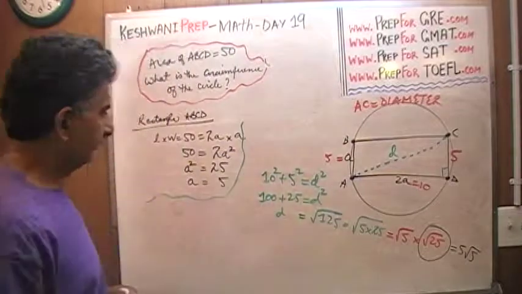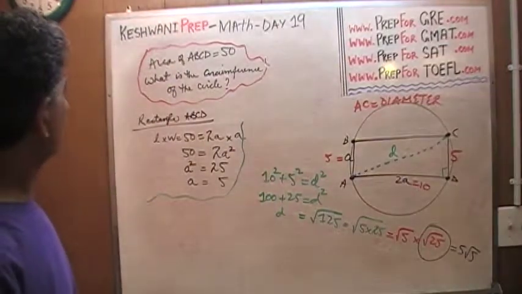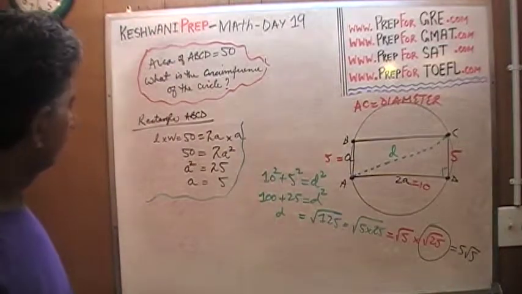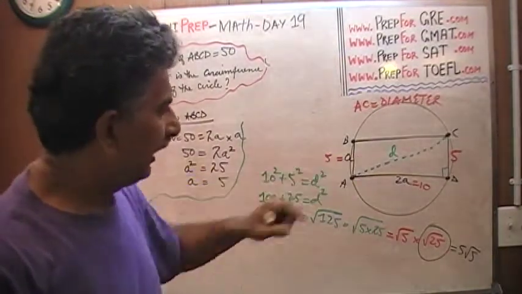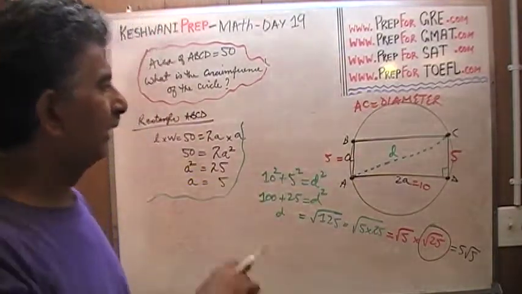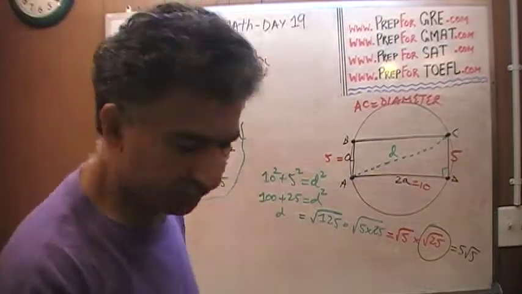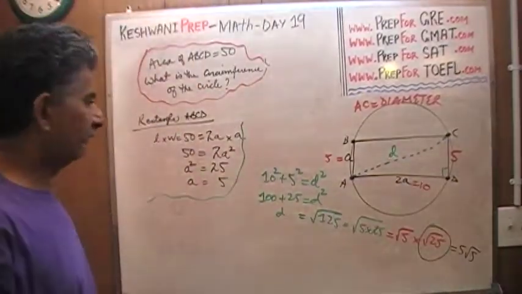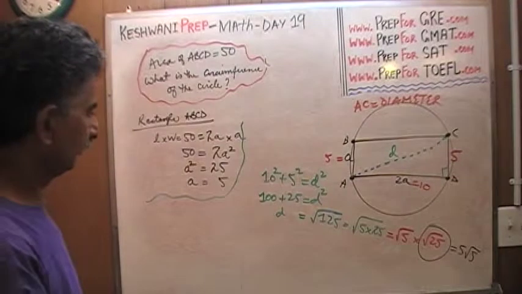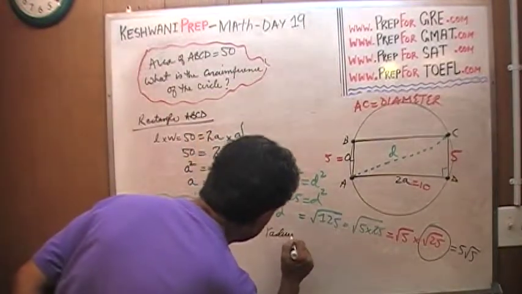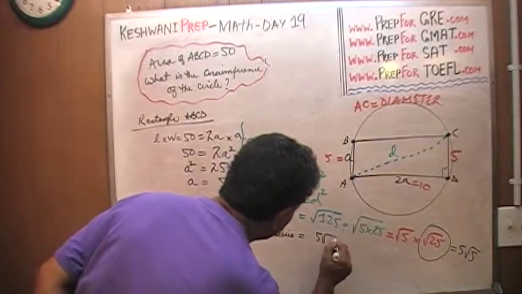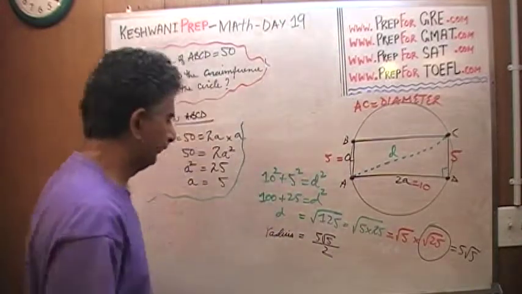5 times root 5. Oh no, what we found here is the diameter. We have to take half of that, which is going to be the radius, and then from that we have to figure out the circumference. Let's finish the problem. Let's first answer the question, then we'll see what the answer choice comes out to be. So that's our diameter, and therefore the radius is 5 times root 5 over 2, half of that.